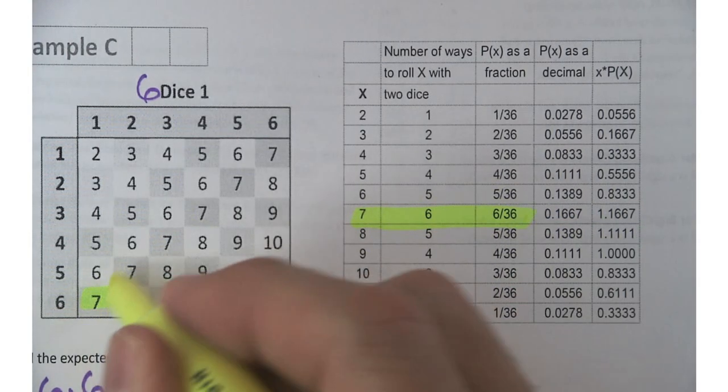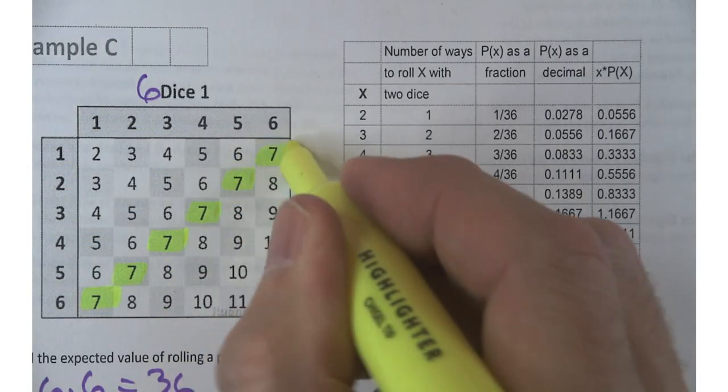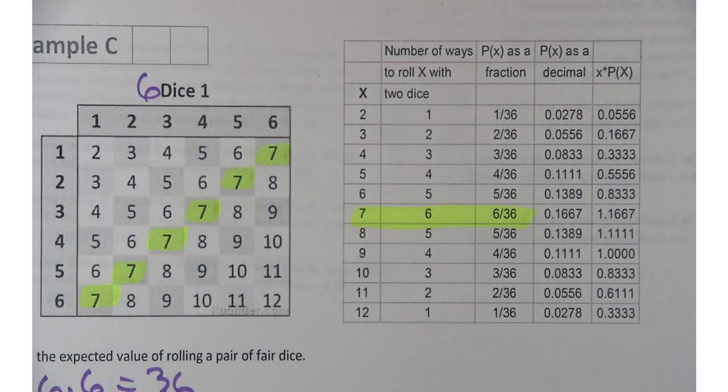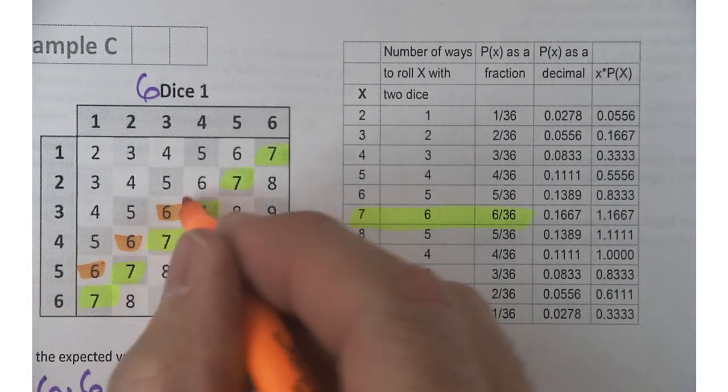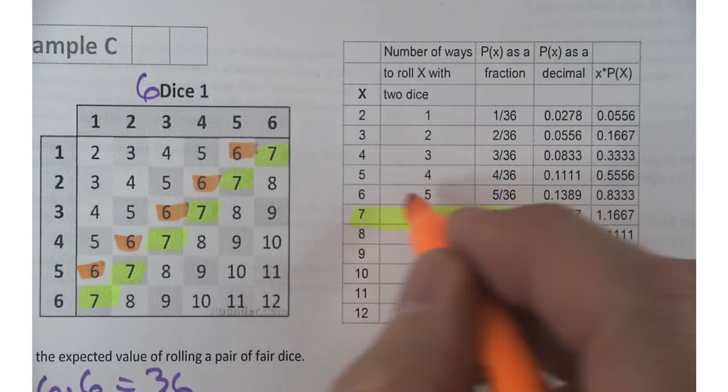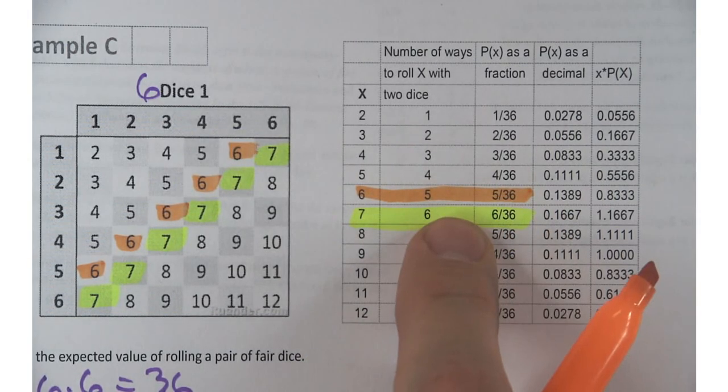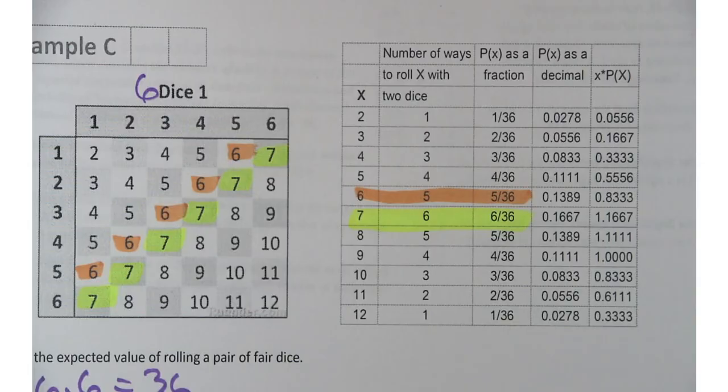You've got 1, 2, 3, 4, 5, 6 ways to roll a 7. You've only got 1, 2, 3, 4, 5 ways to roll a 6. So the 7 is the most likely roll to happen. Now, are you guaranteed a 7 when you roll a pair of dice? No, no. But it's the most common roll. Let's figure out what the roll is on average when you're rolling a pair of dice.